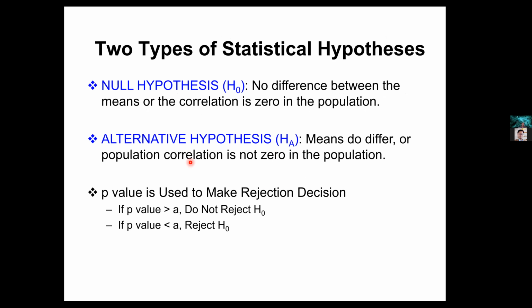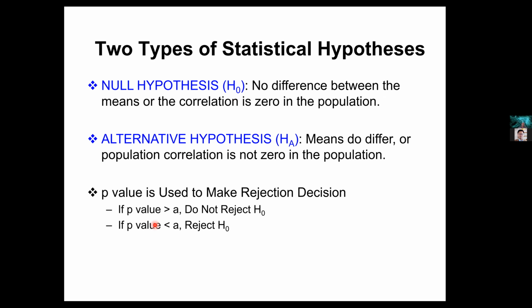For those that have never taken statistics, this slide explains the two different statistical hypotheses. You have H0, the null hypothesis: there's no difference between the means, or the correlation is 0 in the population. The alternative hypothesis is HA: means do differ, or the correlation is not 0 in the population, which means it'll be the opposite of your H0.